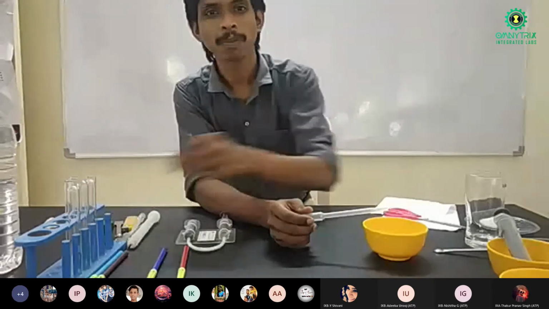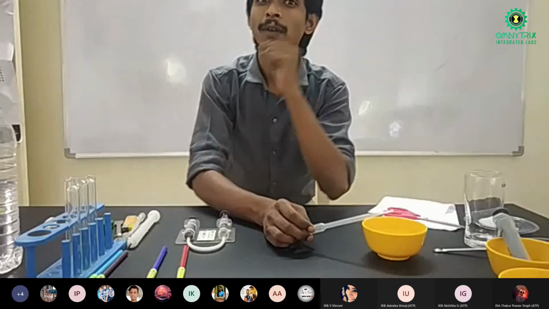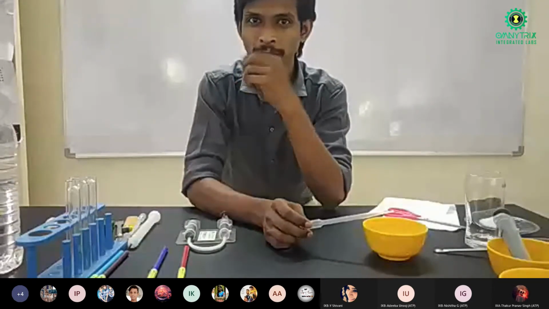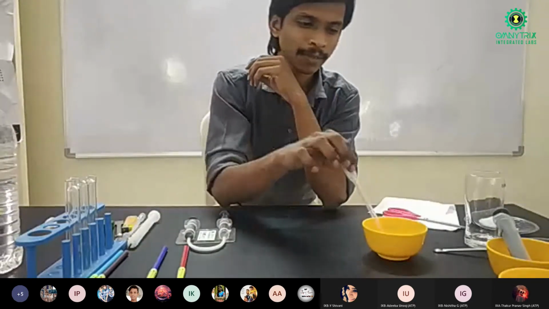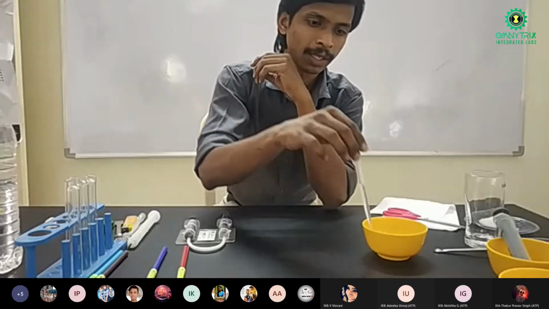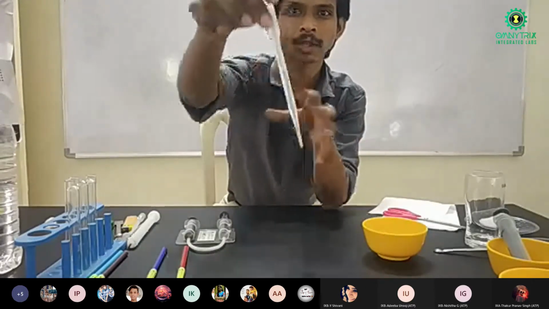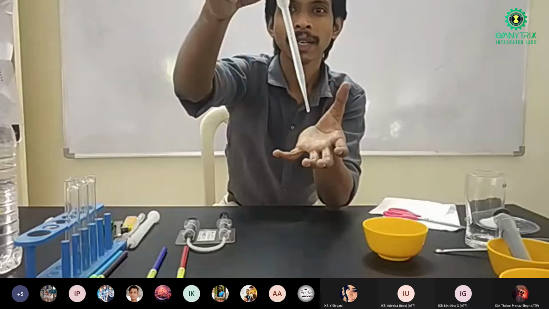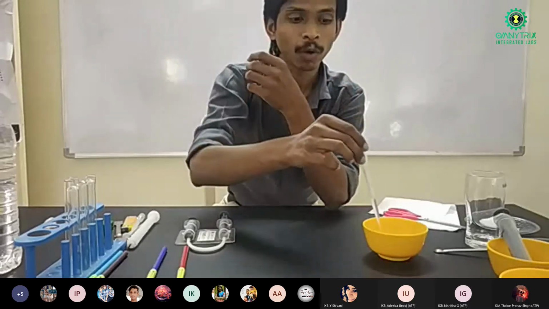So, liquids are shapeless. But do they have volume? Will they occupy some space? Say, for example, if I take this one. Now, in this pipette or in this dropper, I have 2.5 ml of water. It means I have volume. The liquid is having volume.